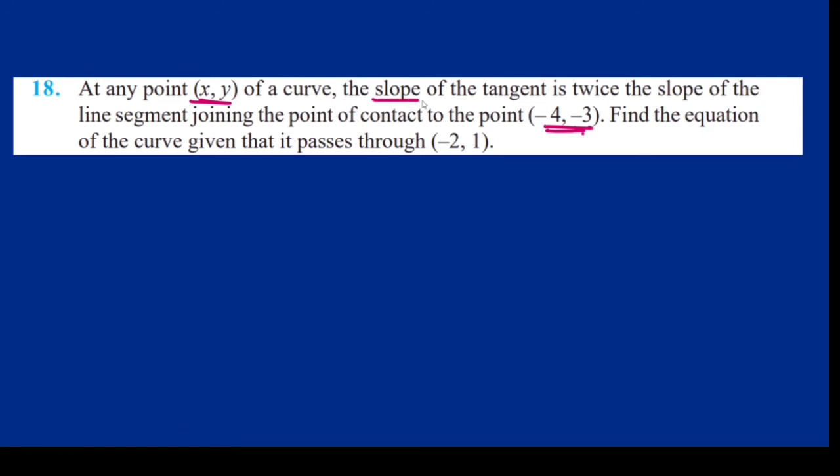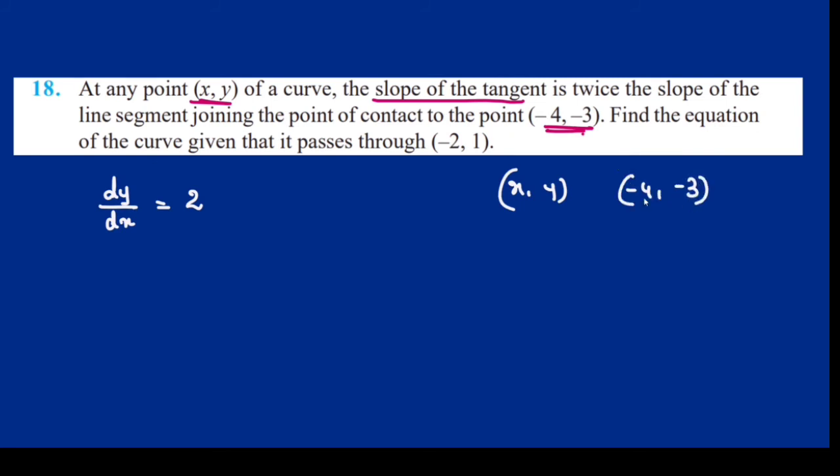So it is given the slope of the tangent, that means dy by dx, is twice the slope of these 2 points, the slope between (x, y) and (minus 4, minus 3). Minus 4, minus 3 is a point somewhere else. So that slope you have to find. So there is a curve and you have a point and the slope at that point. The slope at that point is dy by dx.